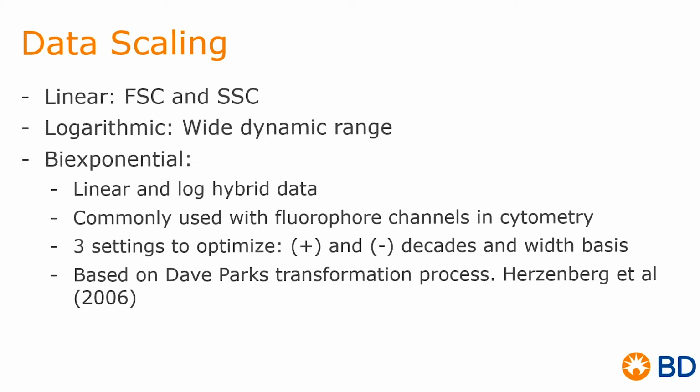Bi-exponential scale is a hybrid of both linear and log. It has three settings to be optimized within FlowJo that we have: adding or subtracting positive or negative decades, as well as playing with the width basis. Our bi-exponential scale is based on Dave Park's transformation process, which was previously published in 2000.